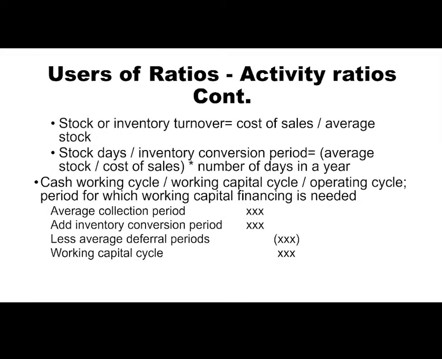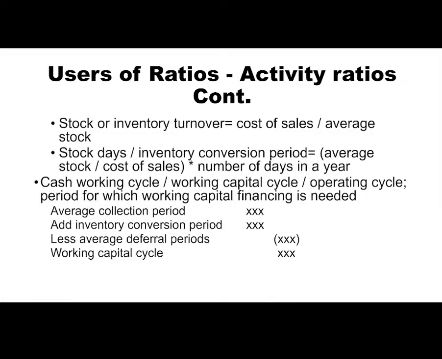We shall also look at the stock or inventory turnover. This one indicates the efficiency of a firm in selling its products so as to generate cash. It also shows the time stock is turned over or converted into sales within a year, how rapidly stock is being turned into cash through sales. So we have the cost of sales. You divide it by the average stock to get the inventory turnover.